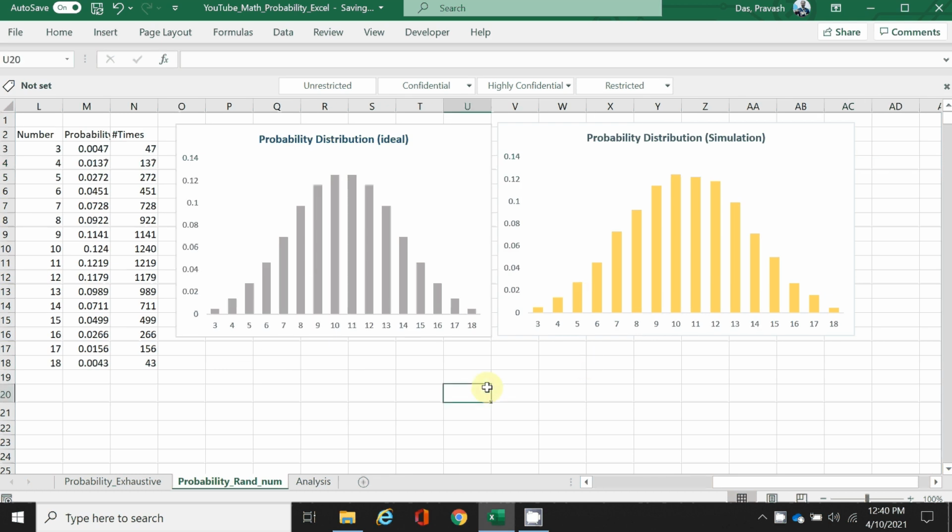I can just hit F2 enter, because that will refresh the random numbers. You can see the second graph is changing, but it's pretty close to the first graph, which is the ideal graph going by math. So we can see experimentally, as we have a high sample size, the statistical distribution is almost the same as the mathematical distribution.